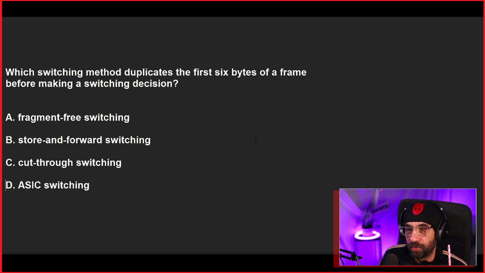Question number 3. And the question is, which switching method duplicates the first 6 bytes of a frame before making a switching decision? And the possible answers are fragment-free switching, store and forward switching, cut-through switching, or ASIC switching.